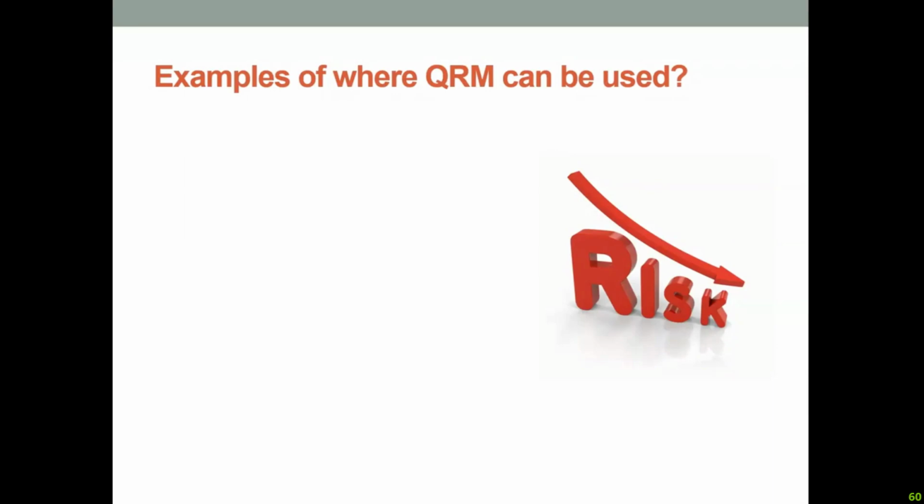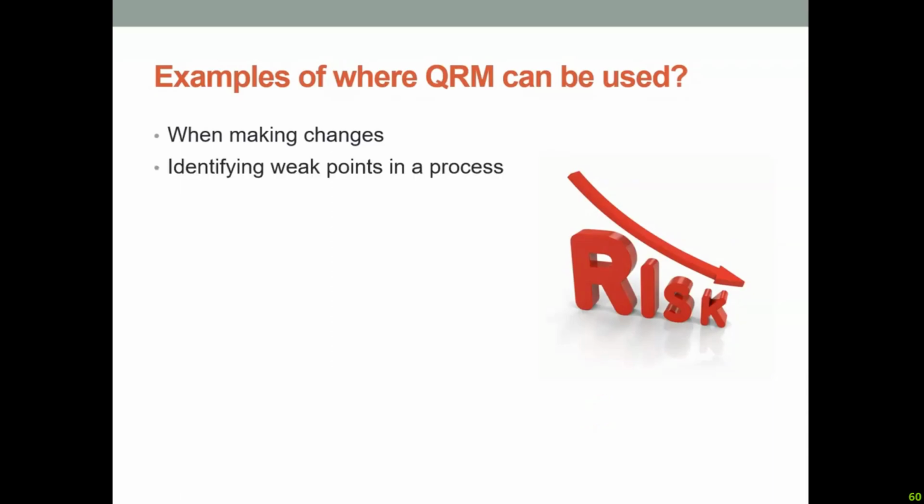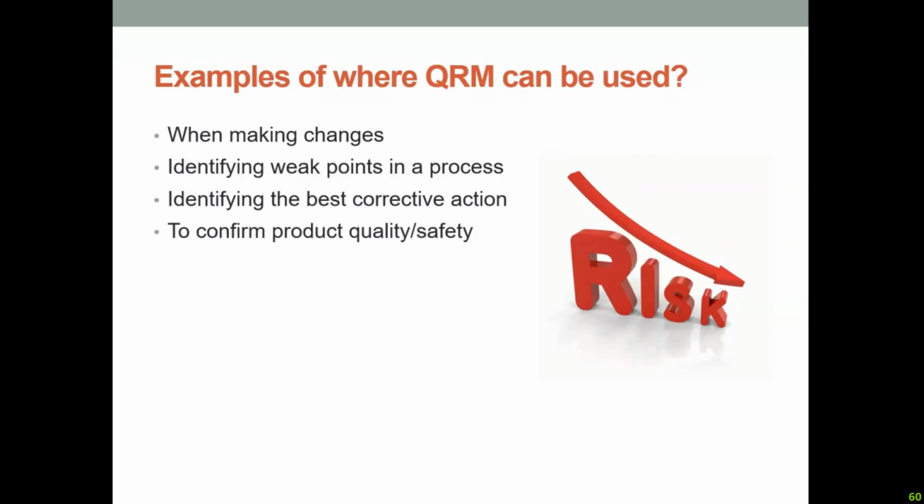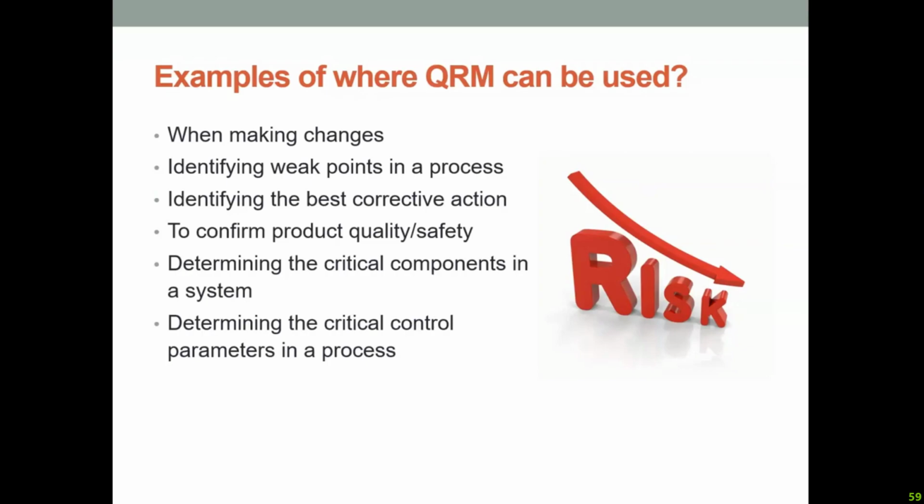So things that you could use a QRM for, you can use them in lots of different aspects of a pharmaceutical or biopharmaceutical site. So when you're making changes to something, if you want to identify weak points in a process, if you want to identify the best corrective action for something, if you want to confirm the product quality or its safety, if you want to determine the critical components in a system, if you want to determine the critical control parameters in a process, and we want to determine what items in a facility require validation. These are just some of the examples that you might use a QRM for. There are many, many more.